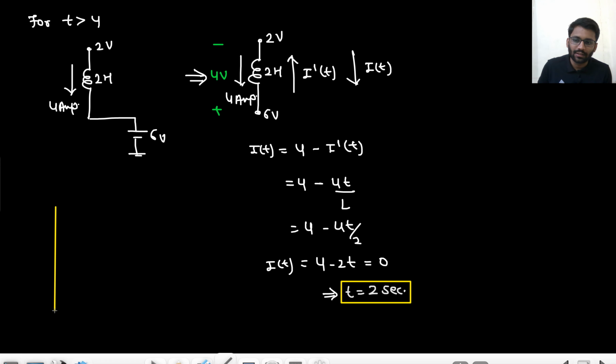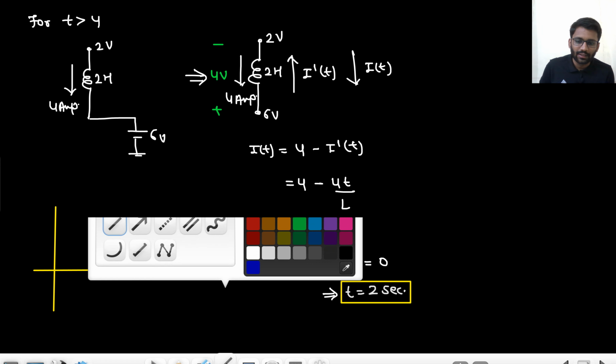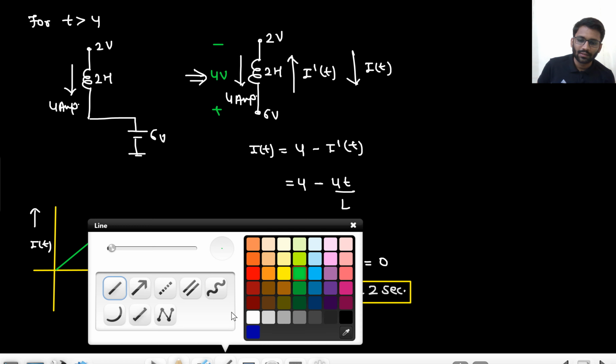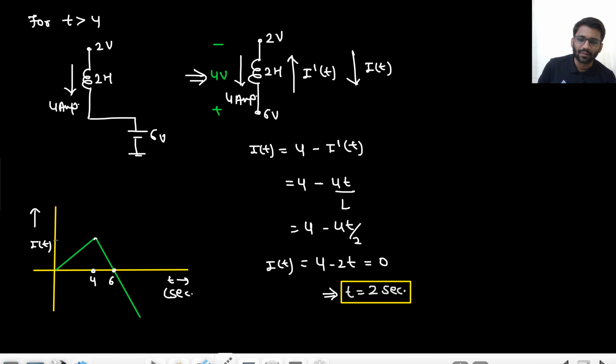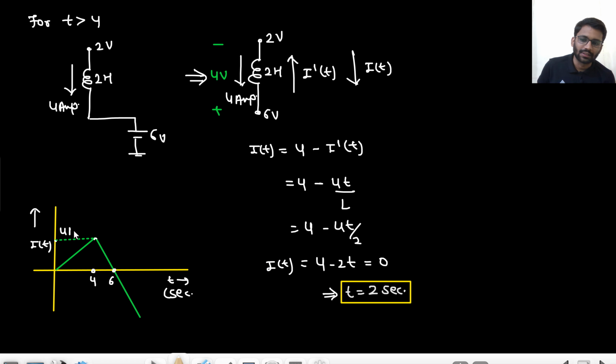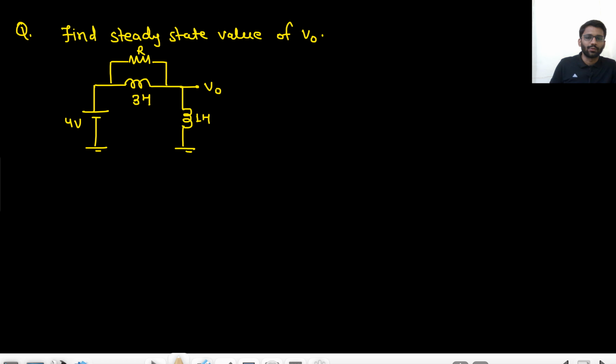So the total graph would look something like this: with the lower slope, first it was rising. It took 4 seconds, and then with the faster slope it will reduce and keep on reducing, right? This will be the graph of I(t). This is 4 seconds, this is 6 seconds, right? This current is 4 ampere. This is the graph of I(t). I hope you are understanding it. Let's move on to the next question.